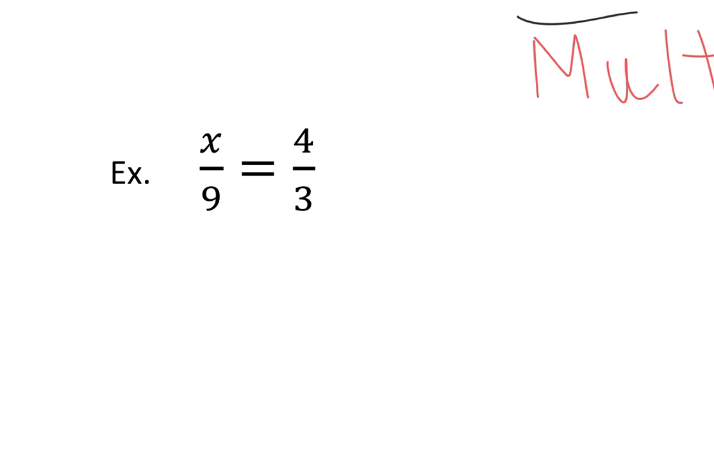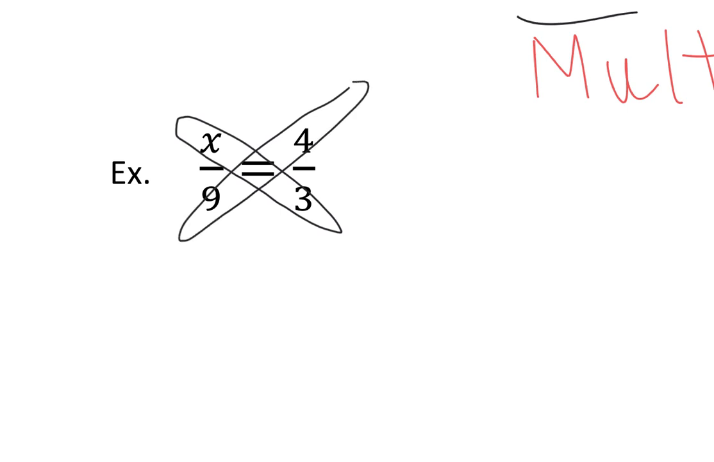So let's do the first example. It says x over 9 equals 4 over 3. So again, the goal is to solve for x. We're going to cross multiply. When we cross multiply, we're going to multiply the diagonals. So I'm going to multiply the numerator and the denominator of my equation. And then I'll do the same. I'll grab this 4, which is the numerator, and multiply it by 9, which is the opposite denominator.